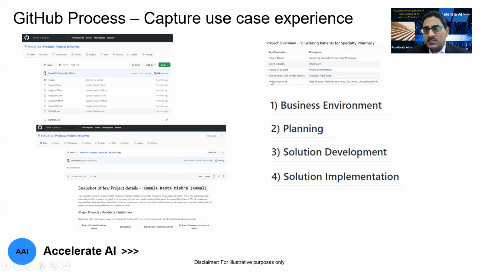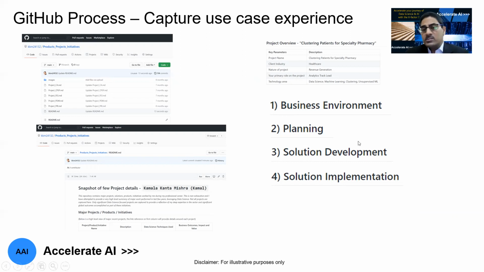Then what is the nature of the project? Is it revenue generation? Is it for maintenance or cost savings? Is it for some kind of a transformation? Accordingly, you can mention it. Then your primary role on the project. Are you a data scientist, data engineer, data visualization expert, or analytics track lead, and so on, right? And then the technology area. What are the different areas, whether it is generic end-to-end data science, machine learning, clustering, unsupervised machine learning, and so on, right?